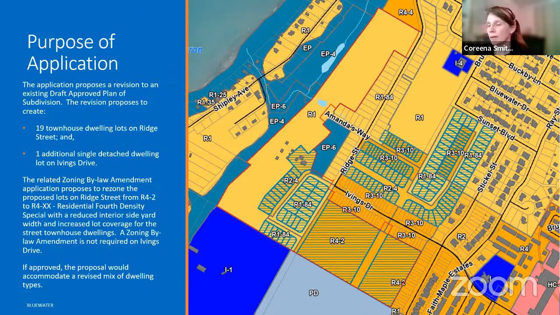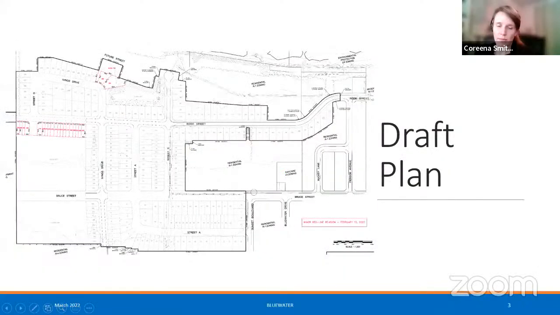So the related zoning bylaw amendment is to rezone the lands, the R4 lands, specifically for the townhouse dwelling units, and that would allow for a reduced interior side yard as well as an increased lot coverage. And if approved, this would allow for a revised mix of dwelling units. So the next slide actually provides an overview of the draft plan of subdivision.